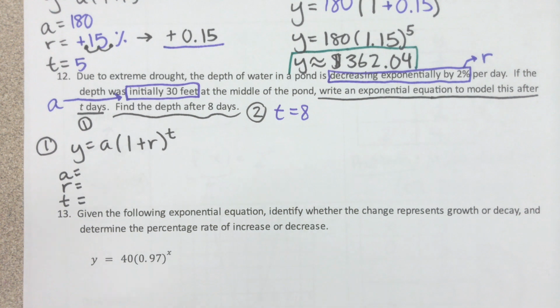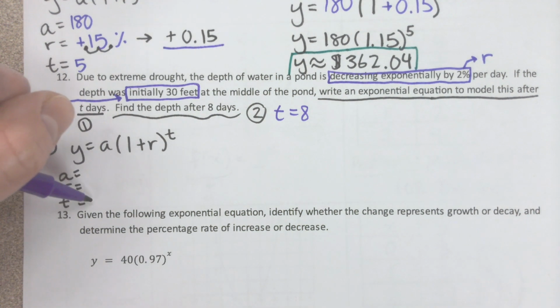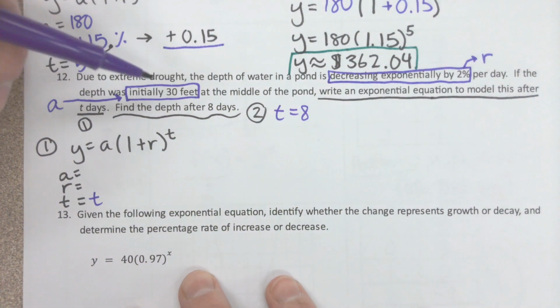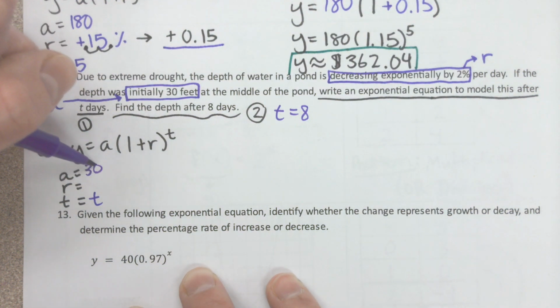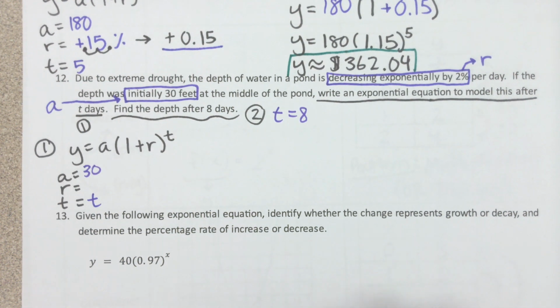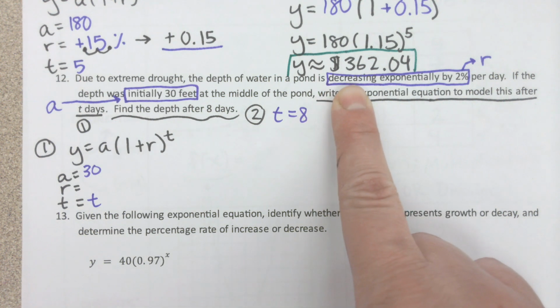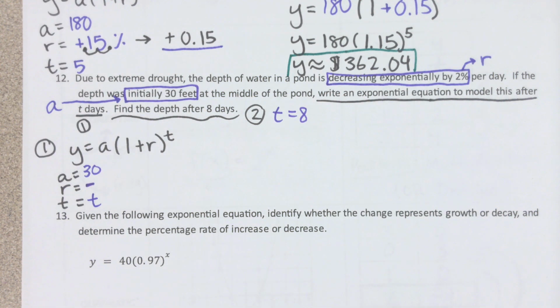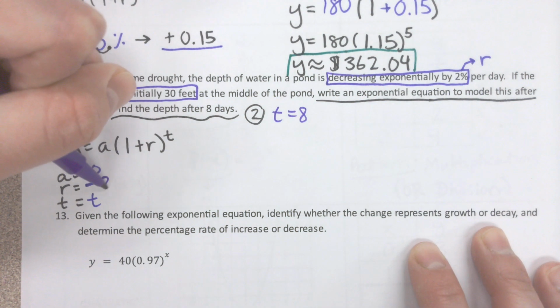Now I've just gone on and on about how T is T, so I'm going to go ahead and put that now. We're not actually putting anything in T's place, it's just going to stay as is for now. A, 30, already labeled that. R was at the very beginning. It says decreasing, we must put that minus in front of the number. Just like how in increasing I put a plus in front, decreasing you must include a minus. Minus 2%.